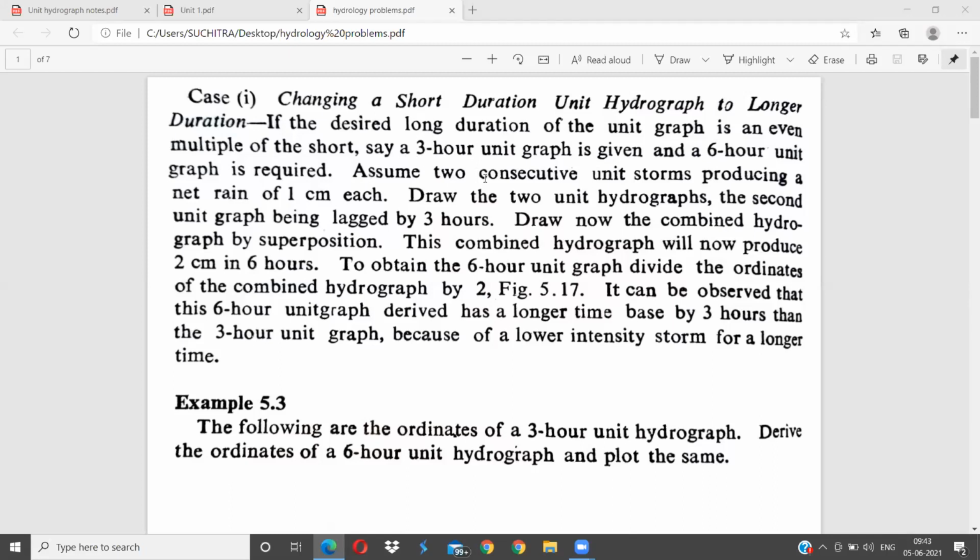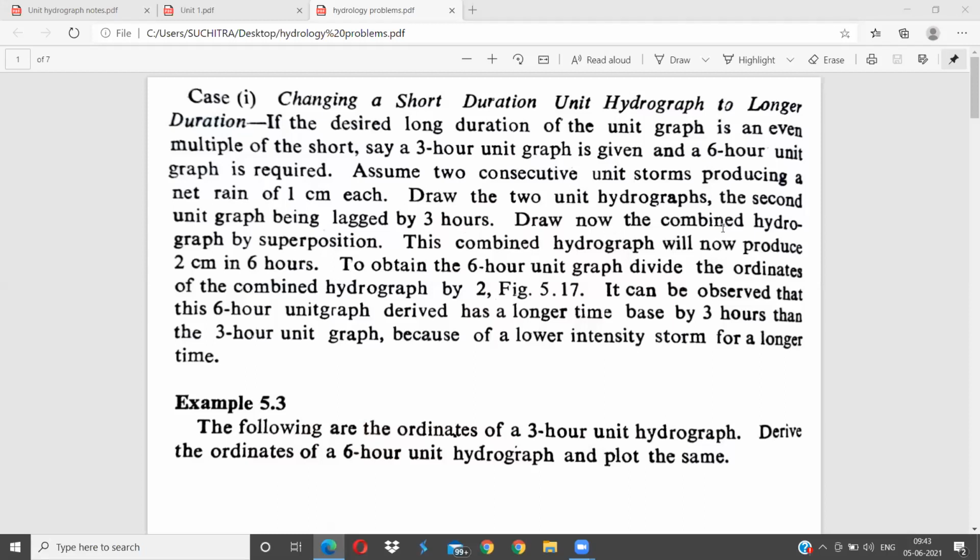Now we have to assume 2 consecutive unit storms producing a net rain of 1 centimeter each and draw the 2 corresponding unit hydrographs, and the second unit hydrograph is lagged by 3 hours because we require a 6-hour unit hydrograph from the given 3-hour unit hydrograph. So the lag time is about 3 hours. Hence the second unit hydrograph is lagged by 3 hours.